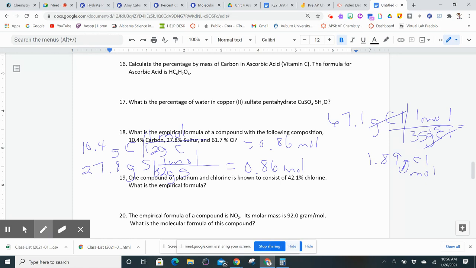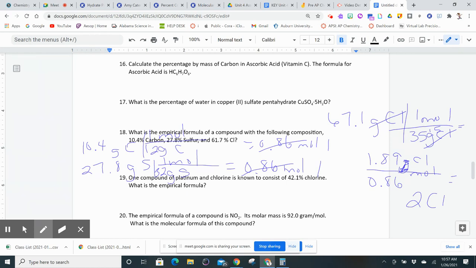Okay. All right, so now what I do is I take the smallest number of moles and I divide it into all three. So 0.86 divided by 0.86 is just what? 1. So I have 1 carbon. I have 1 sulfur. 1.89 divided by 0.86 is how much? 2.197. 2 chlorines. I round it to the nearest whole number. It's 2 point something or another, but it's not enough to round up, so I just drop it off at 2. It means I have 2 chlorines.